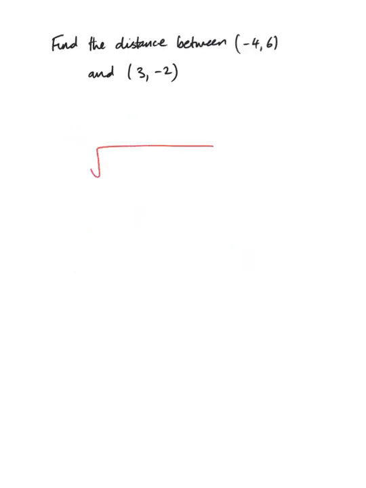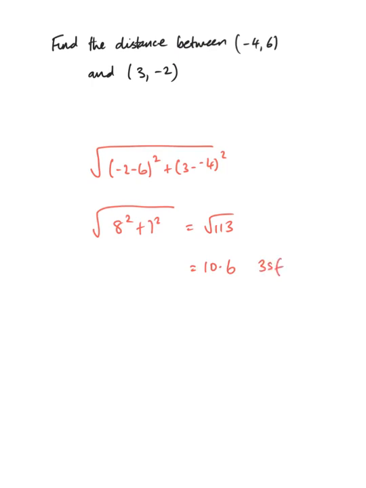And one last one, I'm sure we can see what's going on now. Difference in y's is minus 2 minus 6 squared, 3 minus 4 squared. So I've got the square root of 8 squared plus 7 squared, which is the square root of 113, or 10.6 to 3 significant figures if you need to put a decimal approximation.